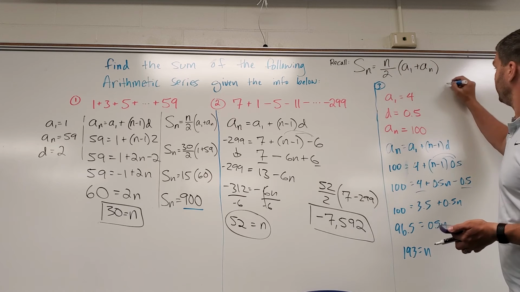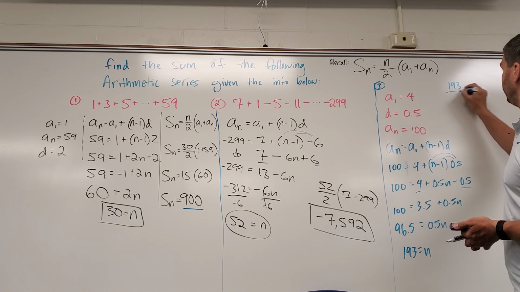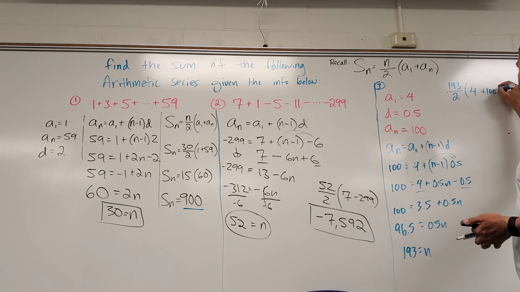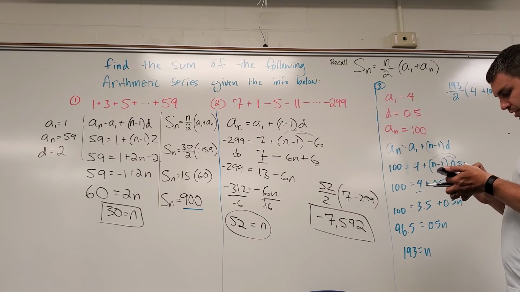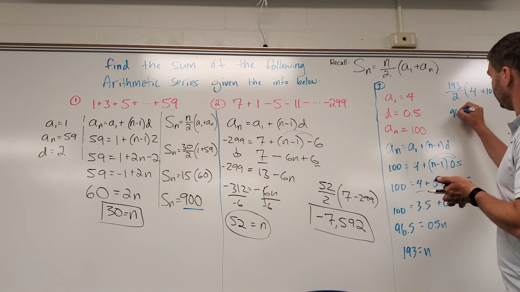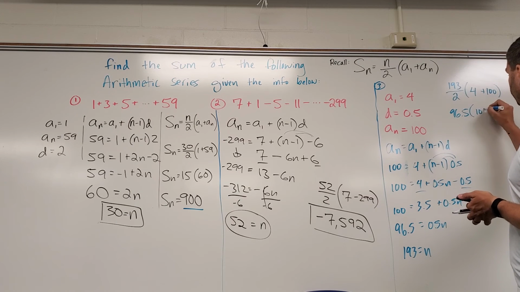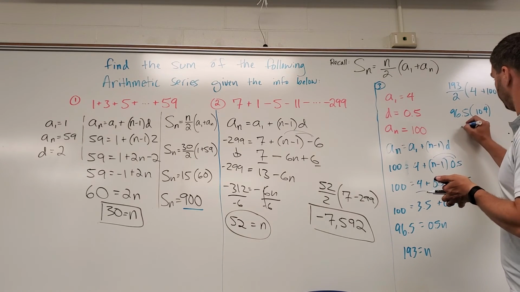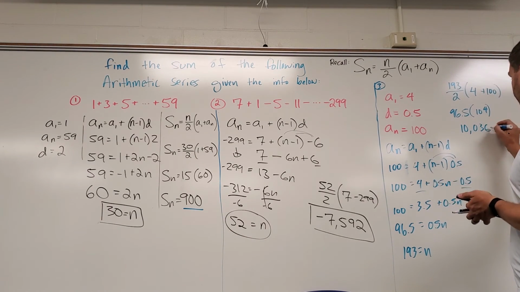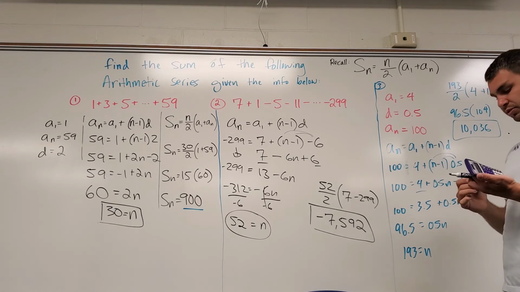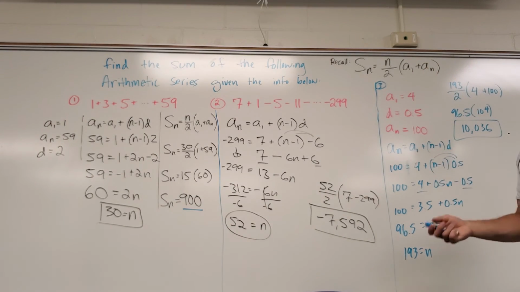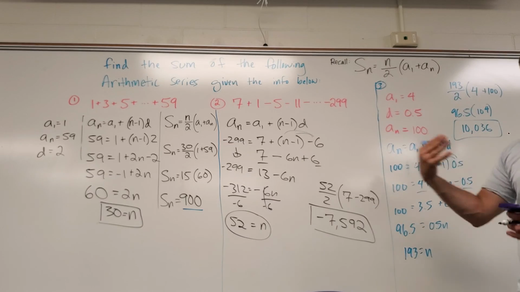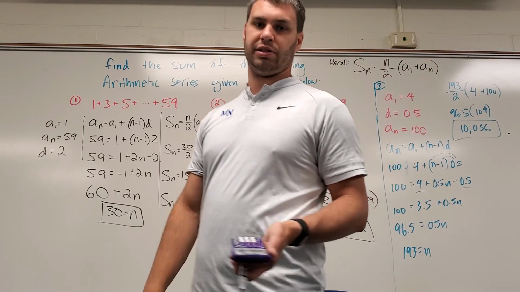So in my summation formula now, I can do 193 divided by 2. Then my first term is 4 plus my last term is 100. 193 divided by 2 is 96.5 times 104. It's pretty big. It's 10,036. So the sum of all these is 10,036. That's a lot, and that makes a little bit of sense because we're going just up by a half each time. So it's 4 plus 4.5 plus 5 plus 5.5 and so on, which will give you the sum of that series.